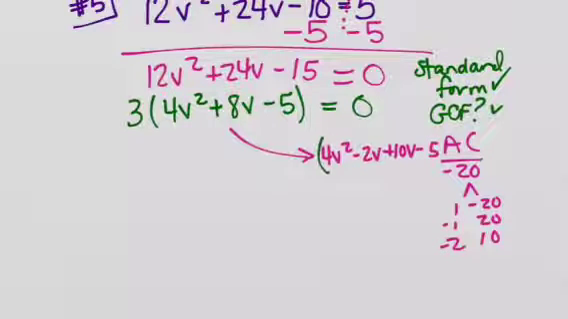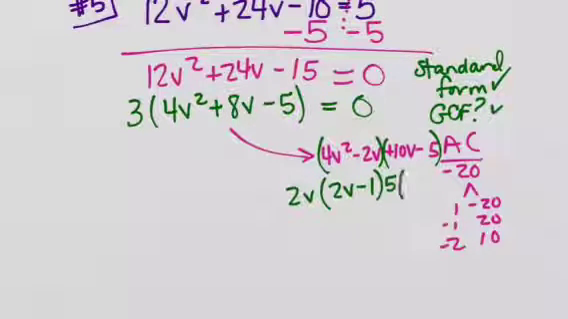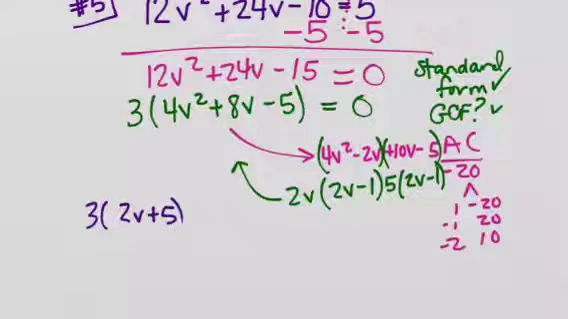When I do my factor by grouping, they have a 2v in common, giving 2v minus 1. And they have a 5 in common, so it would be 2v minus 1. So if I come back up here and rewrite this, it's going to look like 3 times 2v plus 5 times 2v minus 1, and it's equal to 0.